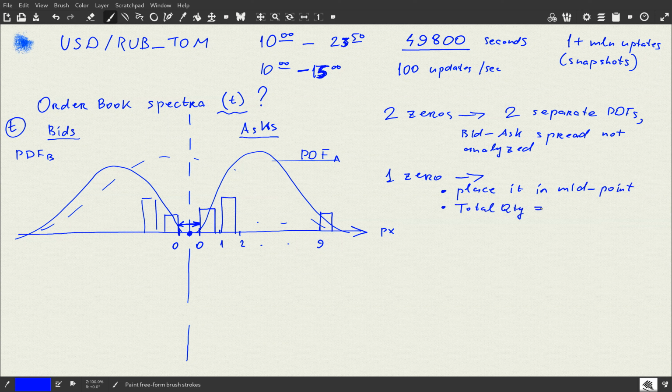Total quantity would be total 50 at bid side plus total 50 at ask side. Okay. Then you construct one single PDF.